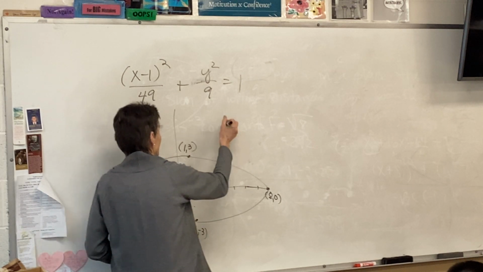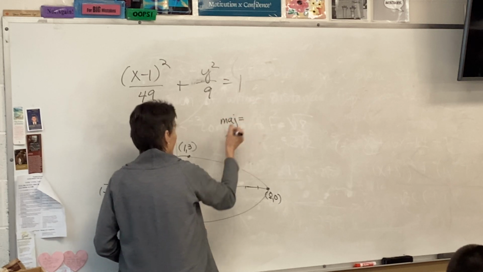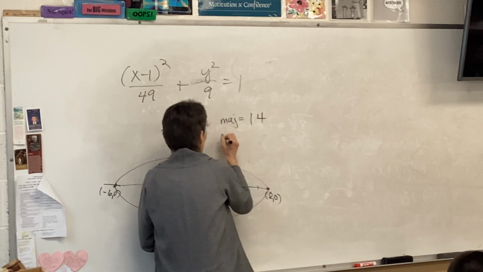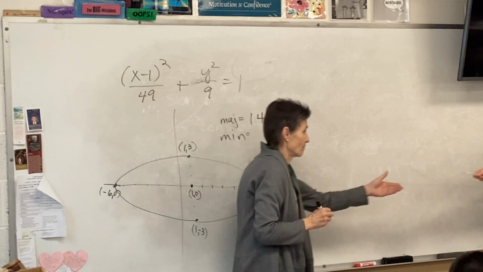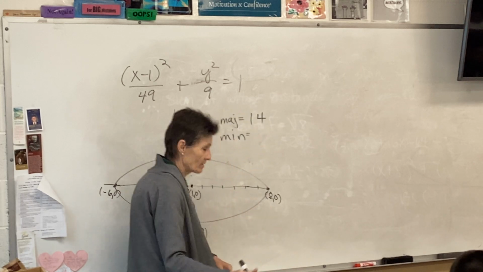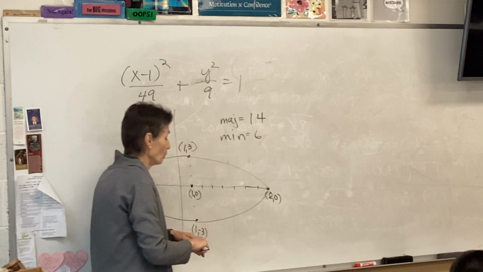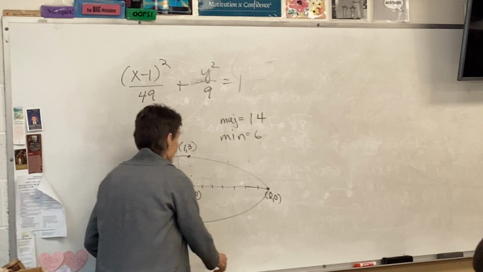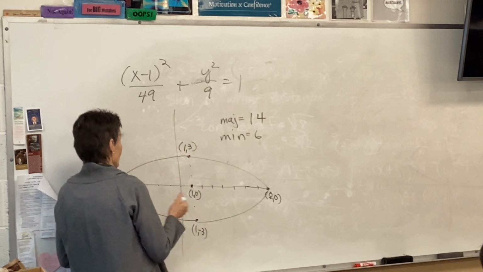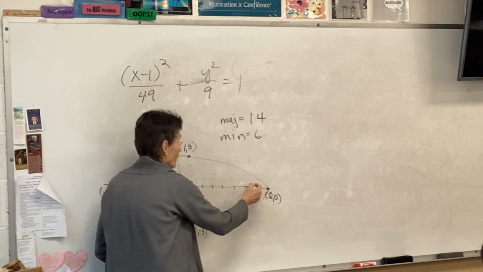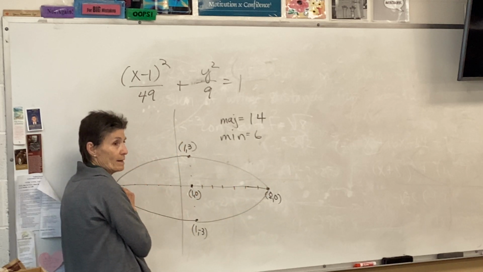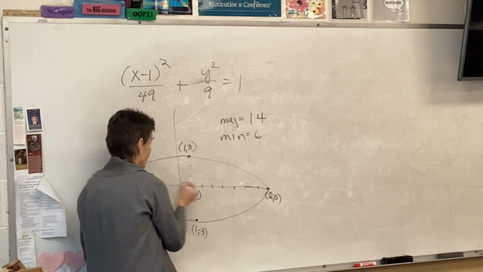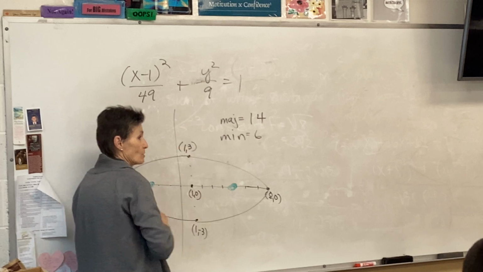All right, let's go ahead and get our major axis. How long is my major axis? 14. And how long is my minor axis? 6. Now, the only thing left to find in that list are the foci. Remember, the foci are always on the major axis. So they're along here somewhere. I'm just going to put, there they are. Those big green dots, those are my foci.